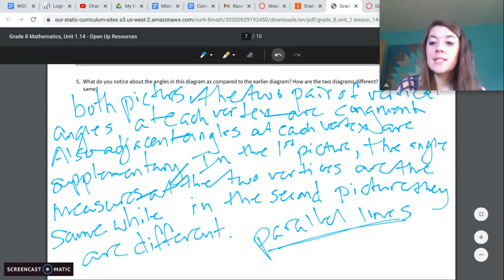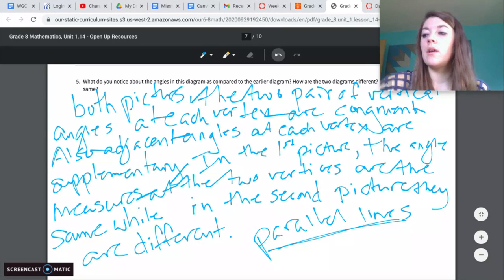All right, your keyword for this lesson is interior. Interior is your keyword for this lesson.